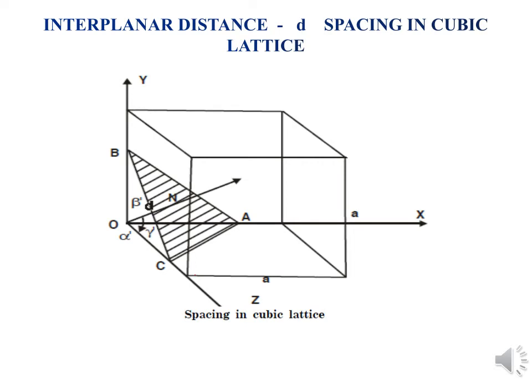For triangle ONA, consider this angle alpha dash, and for another triangle ONB, consider beta dash, and angle ONC, gamma dash. The intercept point OA for the Miller indices plane represents h, the OB side represents k, and the OC side in the OZ axis represents l. This (hkl) plane is a family of these planes.